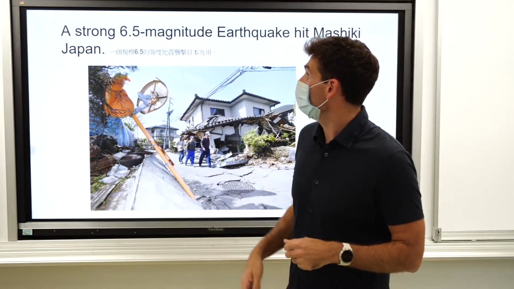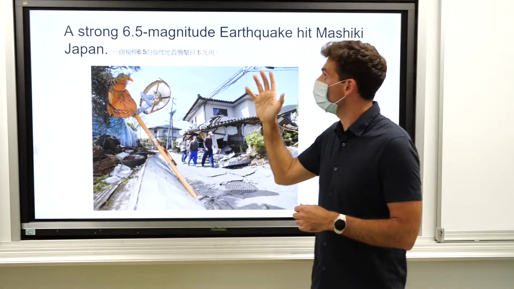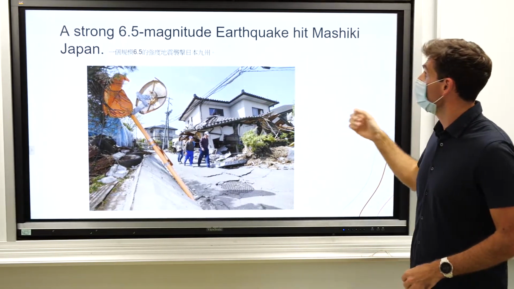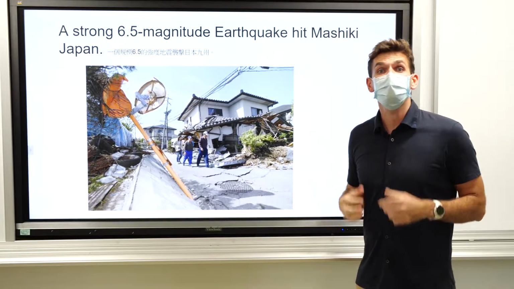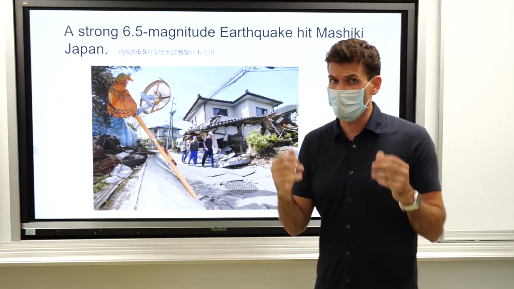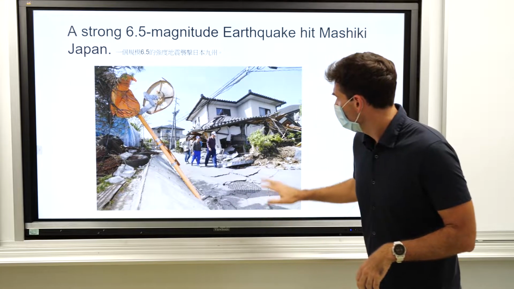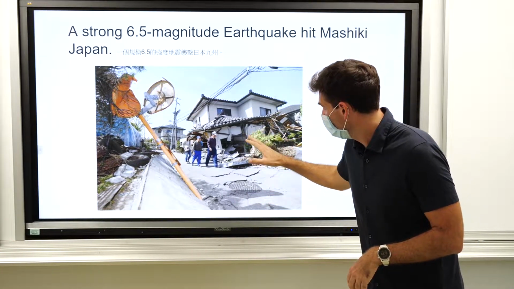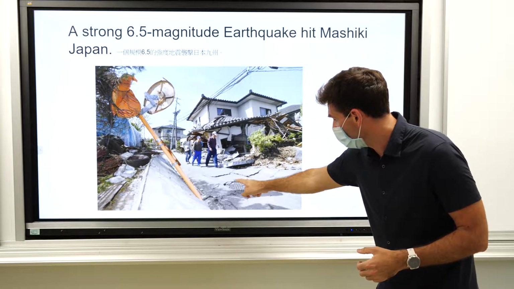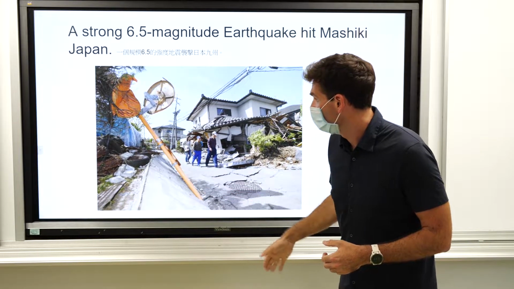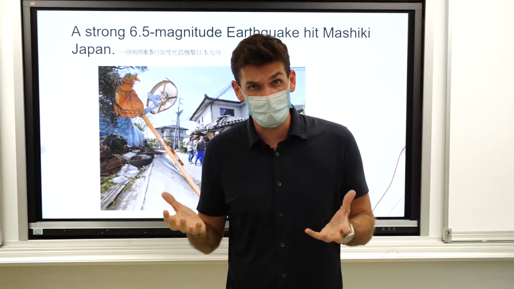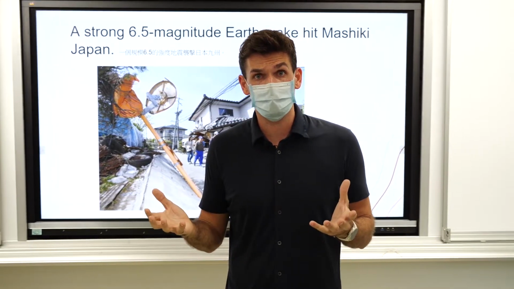Next, this earthquake was a strong 6.5 magnitude earthquake hit Mashiki, Japan. Whoa, this earthquake was stronger. You can see, look at this house. Oh, it's going to collapse. And the road has very large cracks. And the sign has fallen down. This earthquake is definitely more dangerous.